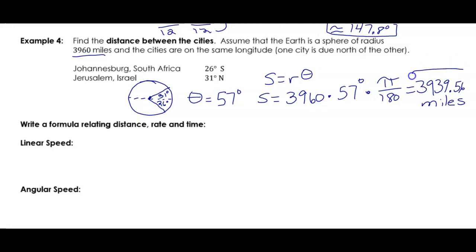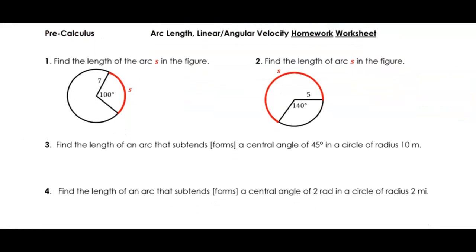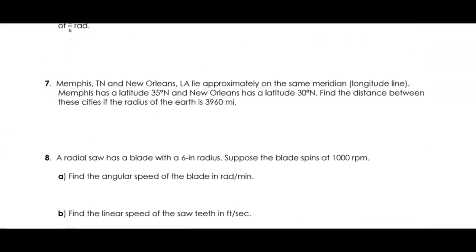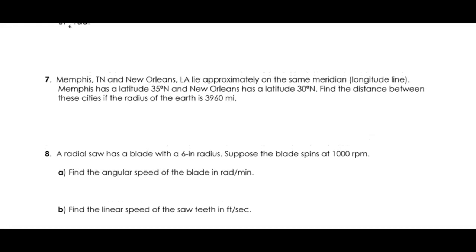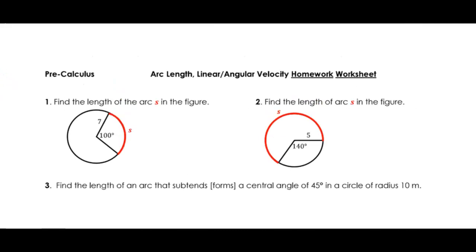Okay, so we're just going to deal with the problems with arc length today, and then tomorrow we'll get into linear and angular speed. So if you guys go to page 3 of this document, I'm going to have you do numbers 1 through 7, because then when you get to number 8, this starts into your linear and angular speed. So numbers 1 through 7, and then I'll post the answers later this afternoon. Let me know if you have questions. Have a great day.